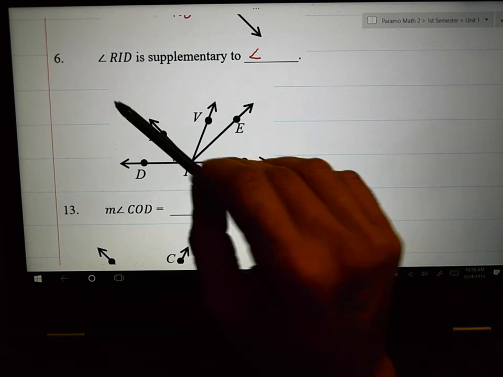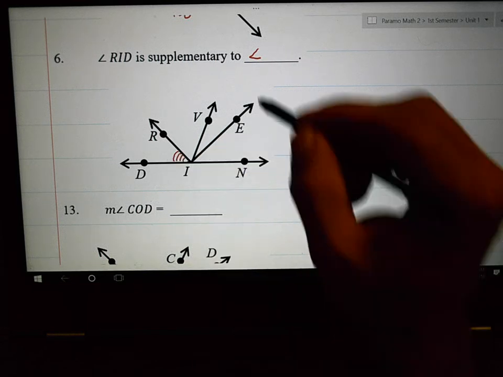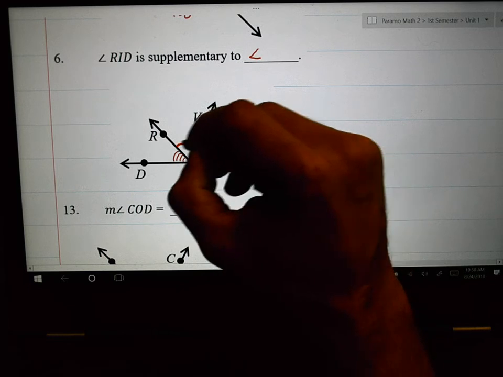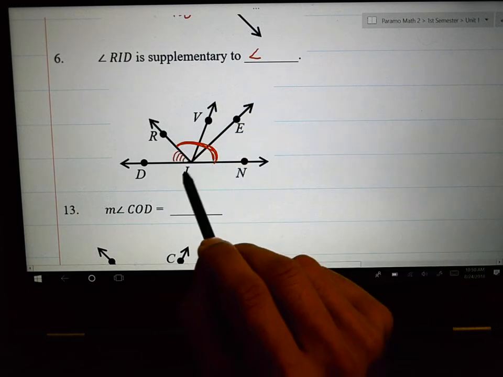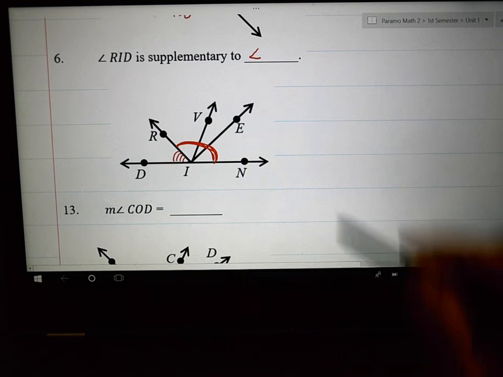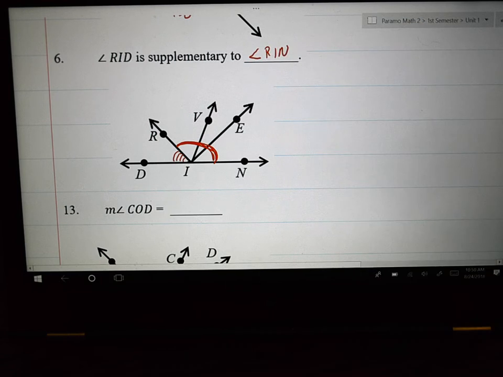So we're going to pick, let me see, this angle plus another angle should equal a straight angle, or be supplementary. I need this angle right here. I need a side, then a vertex, then a side. Do you know what your 3 letters will be? Hopefully you're thinking RIN. R, then I, then N.